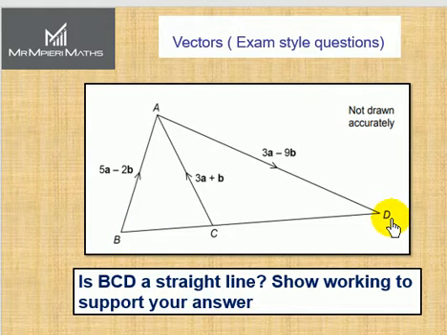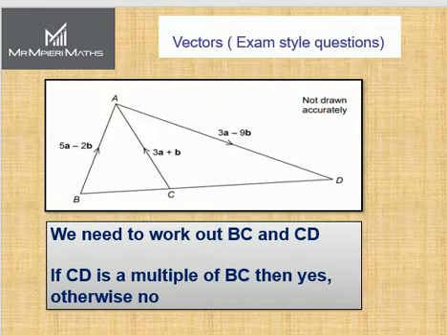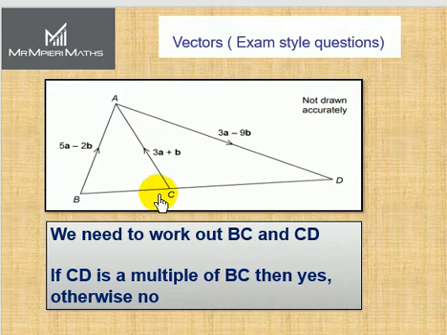What we need to do here is to work out BC and work out CD. If CD becomes a multiple of BC, then we say yes. If it is not, then they're not a straight line. So let's look at the question in detail. Basically, what we are looking for is to work out BC and CD and check if CD is a multiple of BC. That's what we're checking.